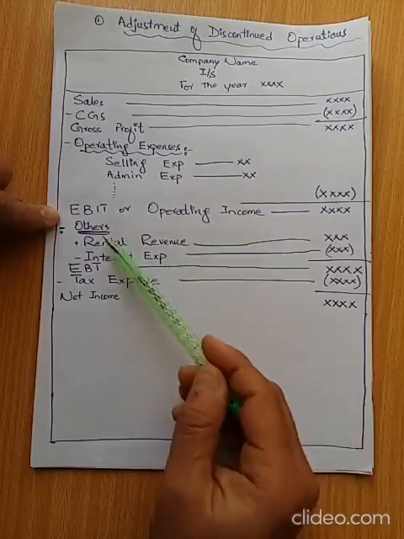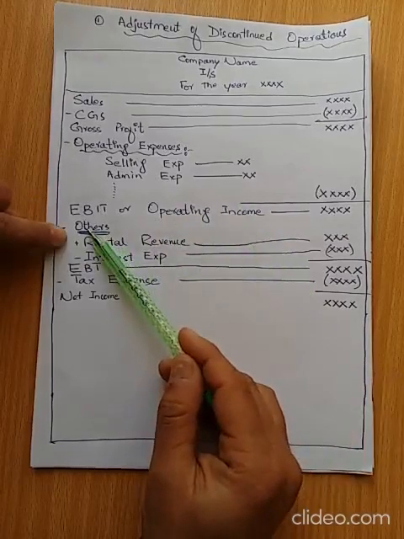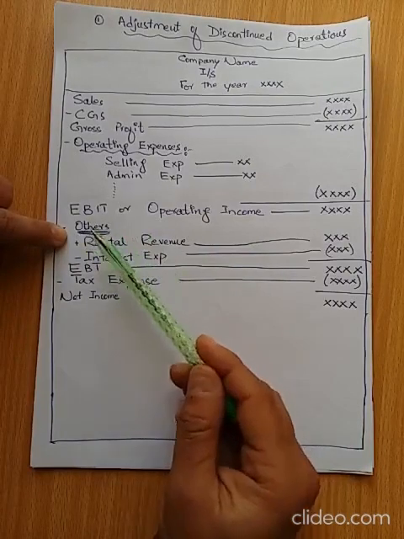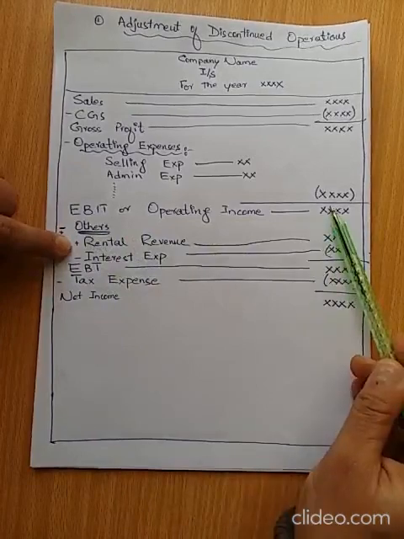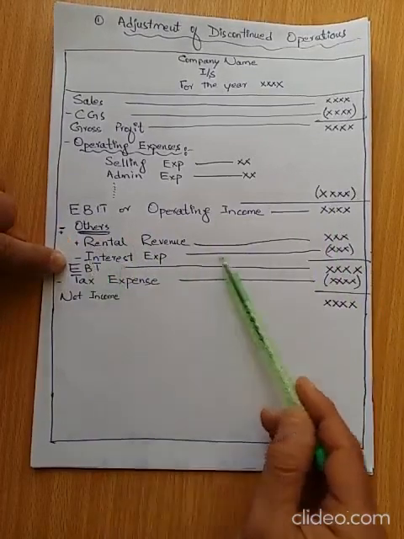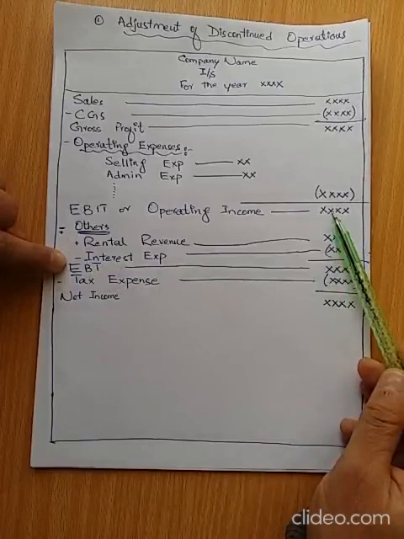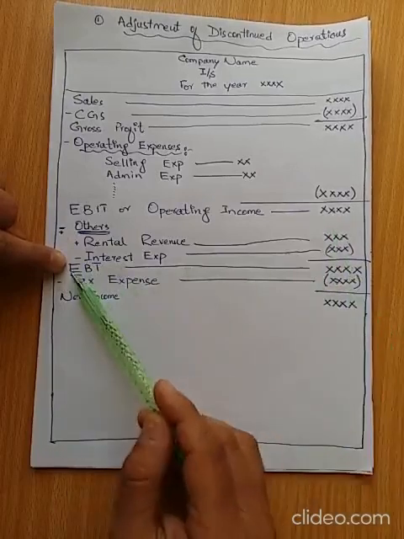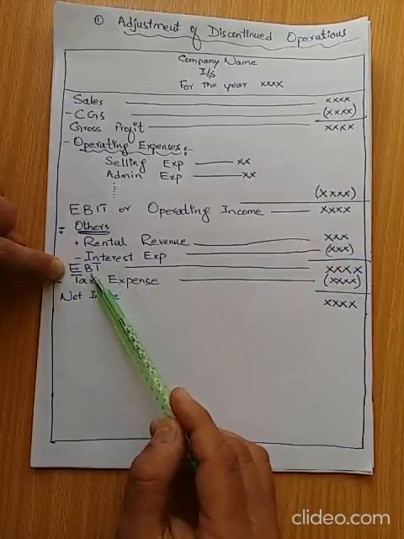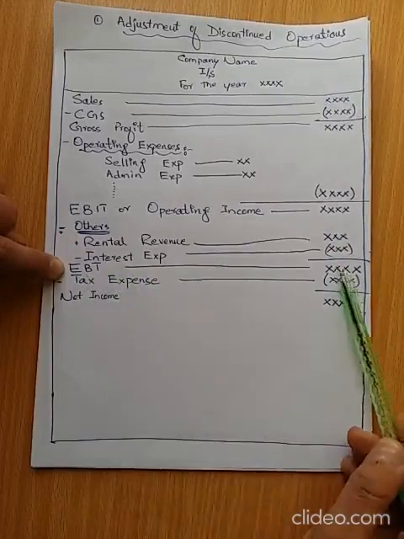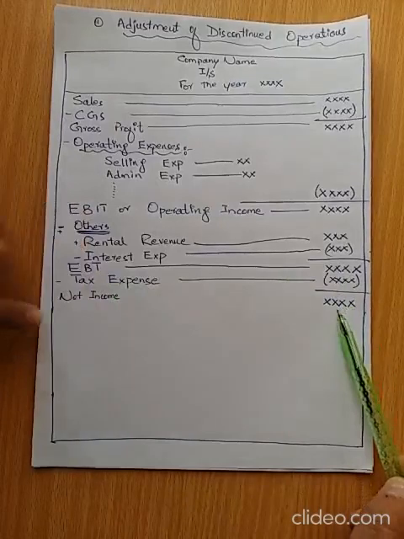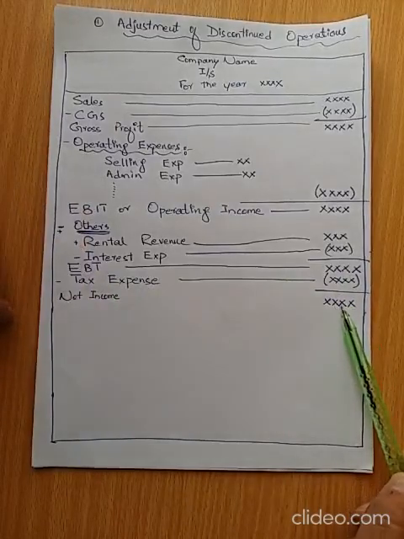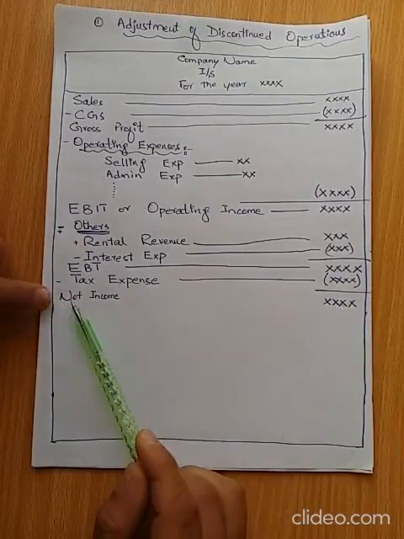Then we have the other section, which represents non-operating revenues and non-operating expenses. Rental revenue is a non-operating revenue, so I am going to add that to the EBIT. Interest expense, I subtract from the EBIT. The remainder is called earnings before tax, which we generally call EBT. Then we subtract the tax expense, and whatever is left over we call net income.